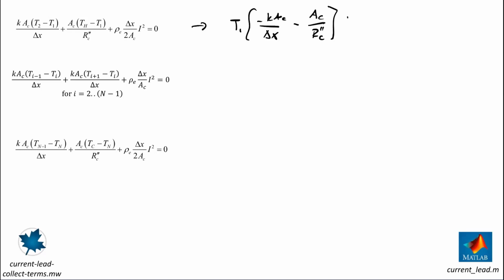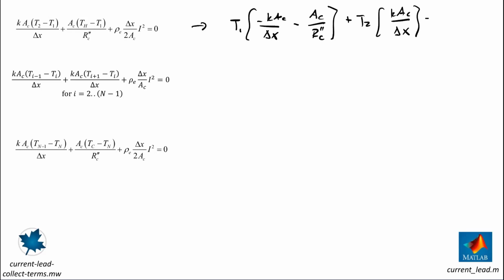Okay, T2 is plus, and we have just kAc over delta x. The easiest way to make mistakes on this is to forget about the sign. This is obvious, but always remember the sign when you're including stuff here. That's always where people mess up. Okay, so that's for T2.